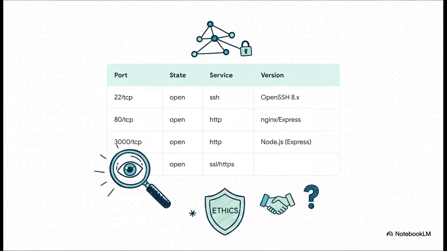And just look at the detail you get from a tool like Nmap. It gives you a whole list of open ports, which are basically the digital doors into a server. But it gets better. It doesn't just tell you a door is open. It tells you exactly what kind of service is running behind that door, and even the specific version of the software. And that right there is gold. Why? Because an old, outdated piece of software can be a wide-open invitation for an attacker.